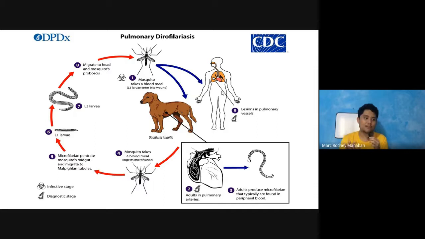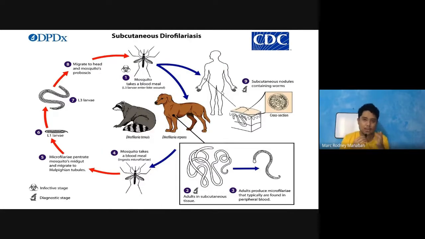So again, what we have to remember, dog heartworm and coin lesions in the lungs. Ayan. So pag na-question na, blah, blah, blah, coin lesions in the lungs, nako, press the buzzer. Dirofilaria immitis. Okay? Now, aside from Dirofilaria immitis, we can also have other Dirofilaria species. You have Dirofilaria tenuis and Dirofilaria repens.